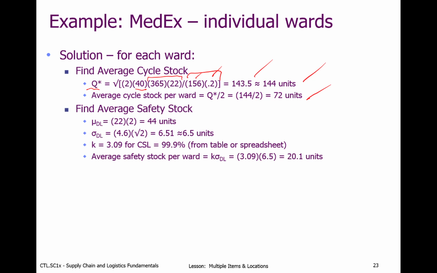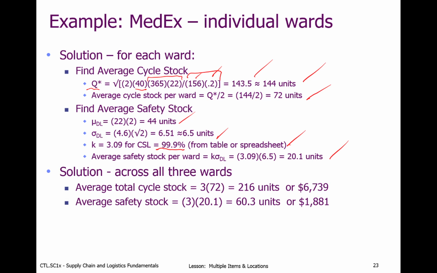Now we want to find the safety stock. Well, I know my expected demand is 22 per day. My lead time is 2 days. So expected demand over lead time is 2 times 22, or 44 units. My standard deviation of demand over lead time is 4.6 times the square root of 2, 2 days again, and that gives me 6.5 units. I was given a cycle service level of 99.9%. I can look on a table or use a spreadsheet and get a K of 3.09. Therefore, my average safety stock for each of the wards is going to be 3.09 times 6.5, or 20.1 units.